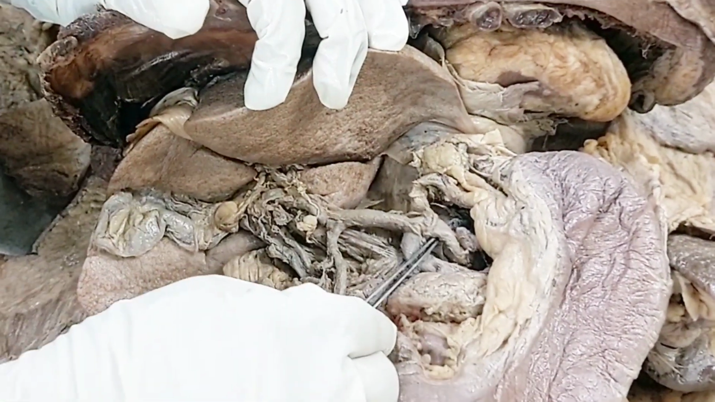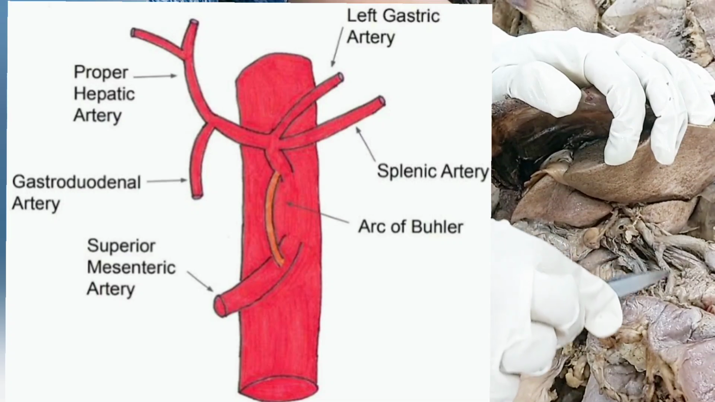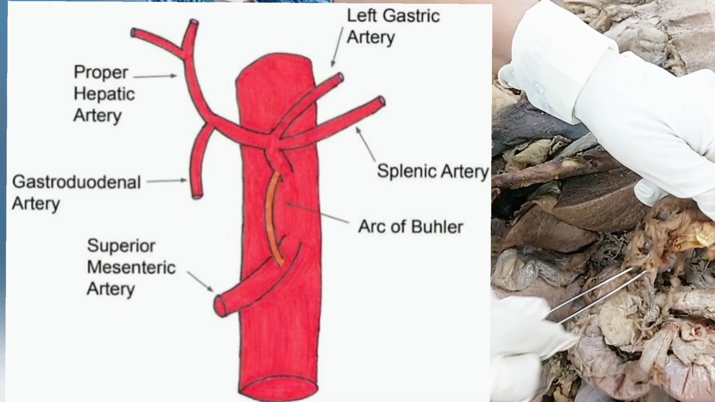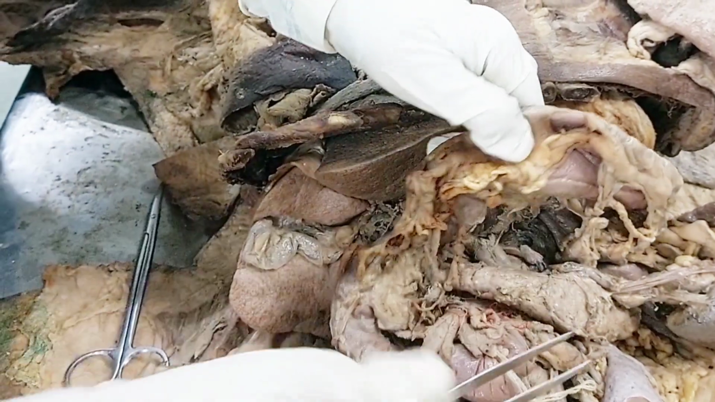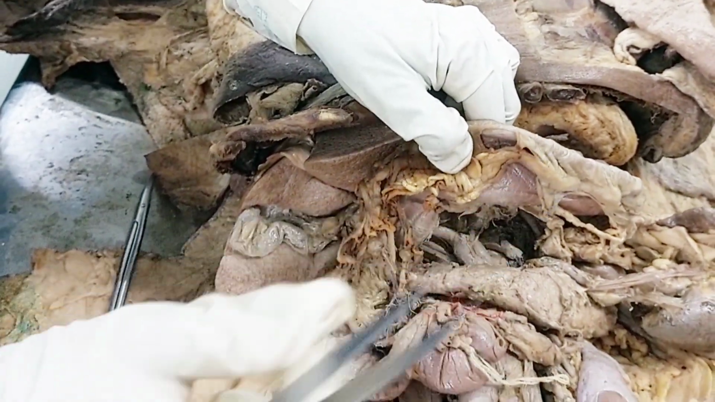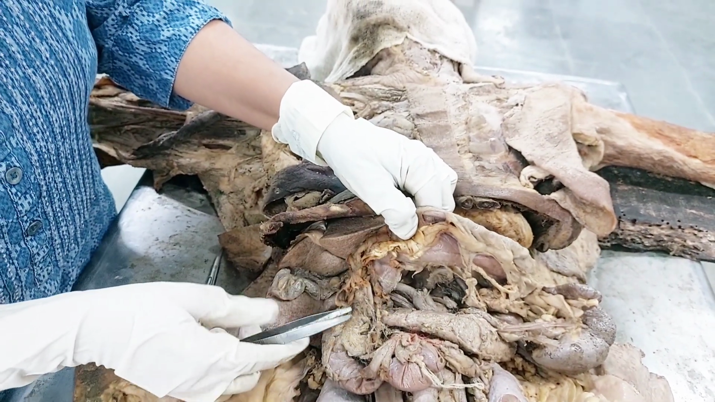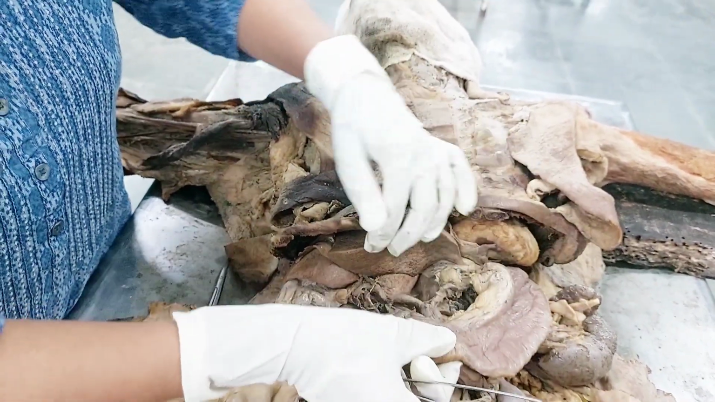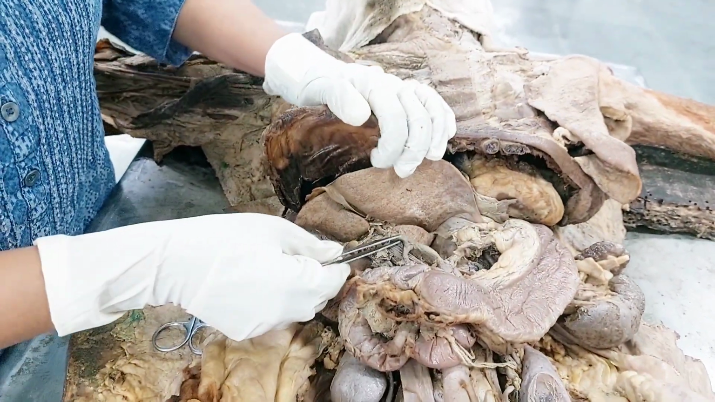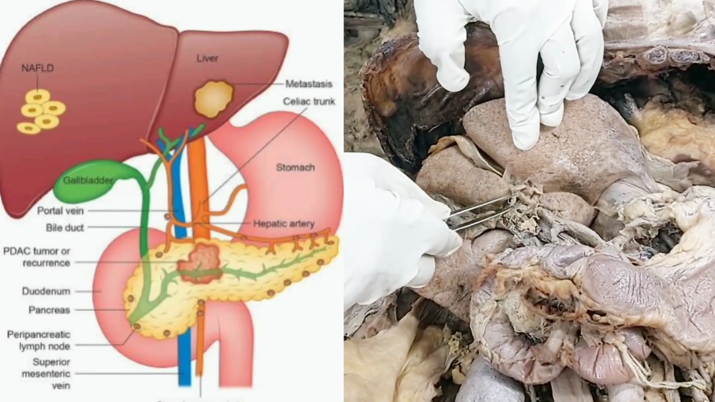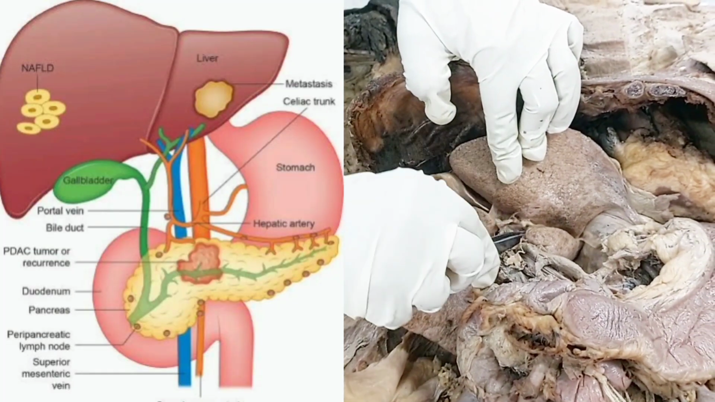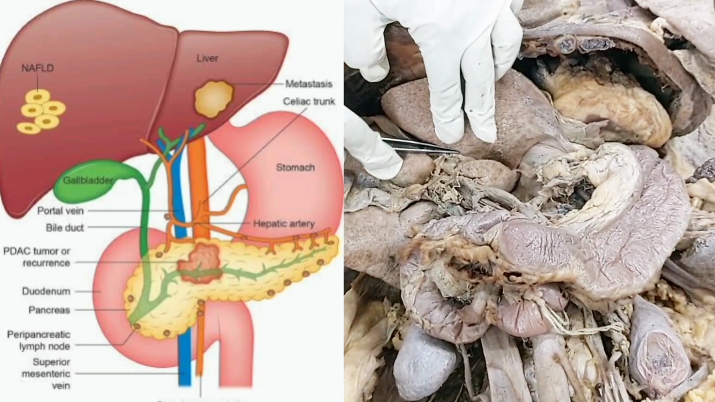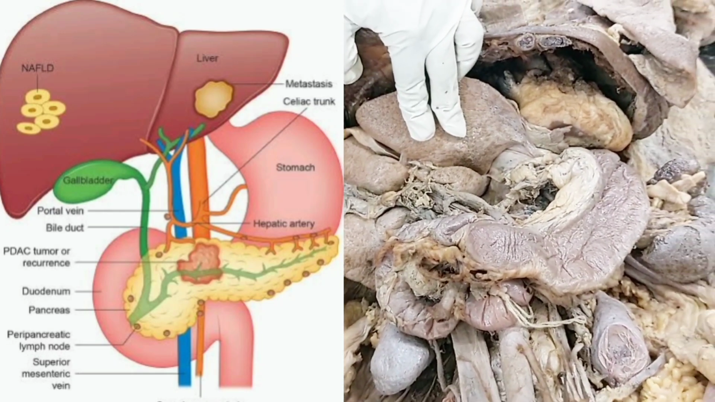And the common hepatic artery gives off the gastroduodenal artery. Yes, this is gastroduodenal artery passing behind the first part of duodenum. Here it divides into two branches, superior pancreaticoduodenal to the right side and right gastroepiploic artery towards the left side. And then the hepatic artery divides into two terminal branches, right and left. These terminal branches enter into the liver through the porta hepatis, along with the portal vein and hepatic duct.